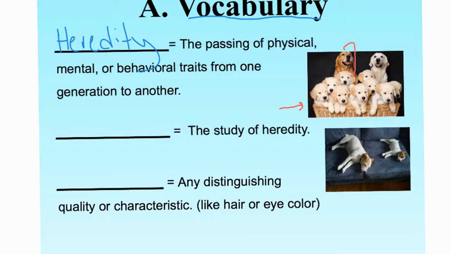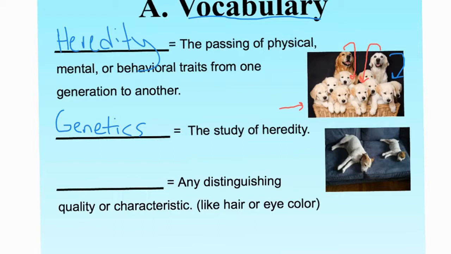Remember, these puppies are going to get half their DNA from their dad and the other half of their DNA from their mom. So those two dogs passed on their genetic traits to their little puppies, and that's why they all look similar. Now, the study of heredity is this unit we're doing right now. It's called genetics. The study of how traits are passed on from parents to their offspring is called genetics.